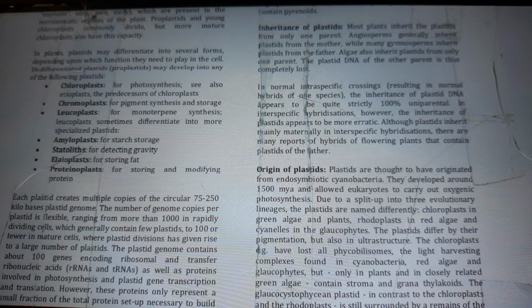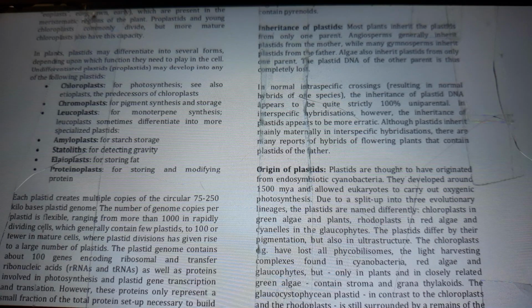Origin of plastids. Plastids are thought to have originated from endosymbiotic cyanobacteria. They developed around 1,500 MYA and allowed eukaryotes to carry out oxygenic photosynthesis. Due to this, they split up into three evolutionary lineages, and the plastids are named differently: chloroplasts in the green algae and plants, rhodoplasts in red algae, and cyanoplasts in the glaucophytes.